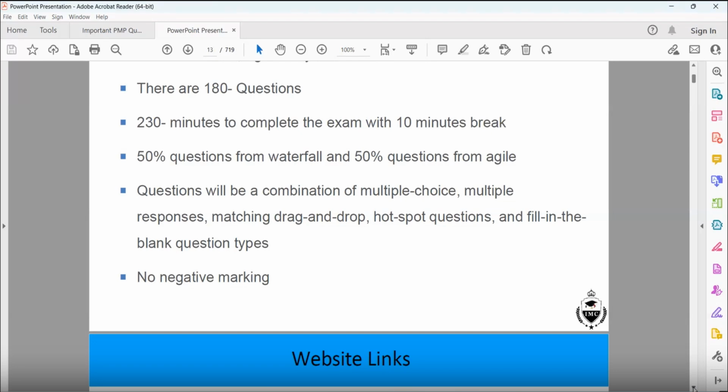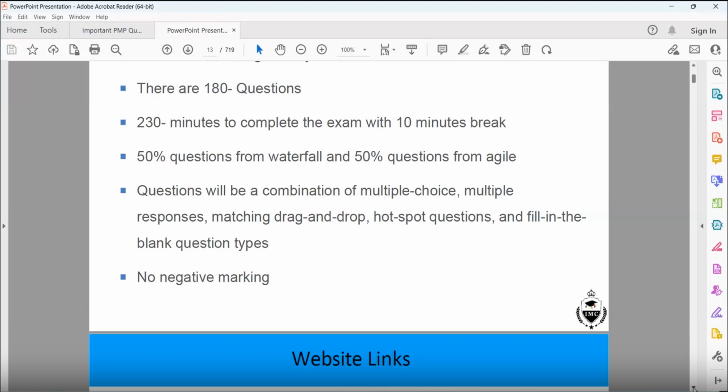Okay. 50% of the questions come from waterfall and 50% come from agile. It should happen that way, but still more questions are coming from waterfall and fewer from agile. But in recent times, or maybe when you give the exam, it can happen that equal numbers of questions can be there. But this is the new format as per the 7th edition. In the market, still many consultancies and many training institutes are training for PMP on the 6th edition, not the 7th edition.